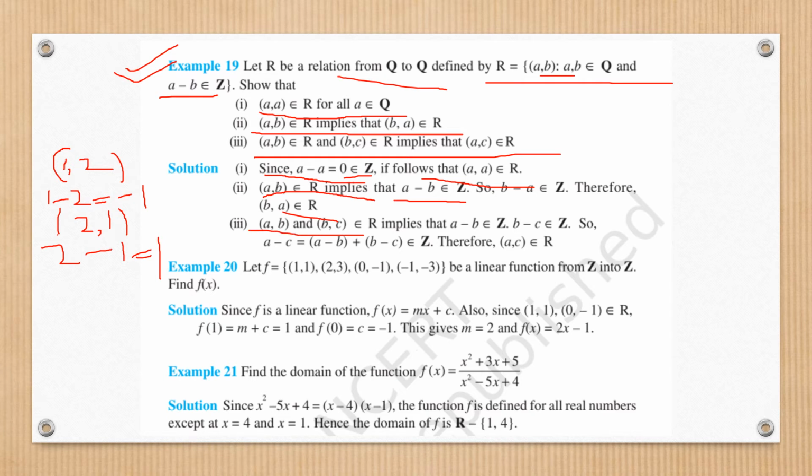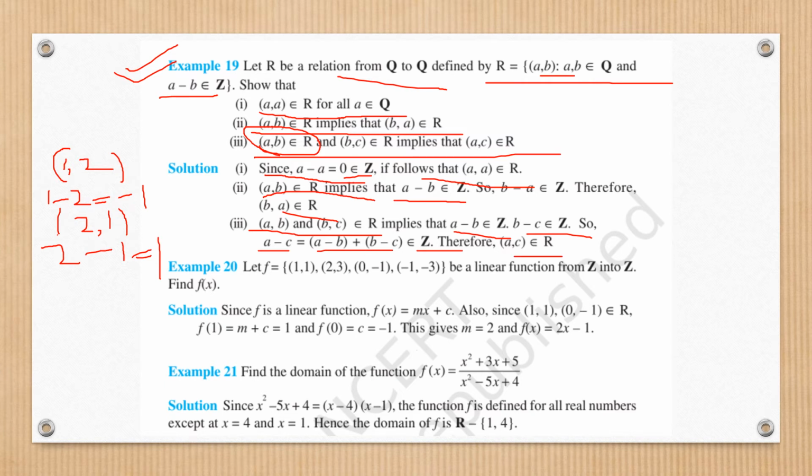Similarly, AB and BC belong to R. AB belongs to R means A minus B is an integer, B minus C is an integer, right? So add up both of them, A minus C and B minus C. What does it give? It gives you A minus C, which is also an integer. So that means A minus C is also an integer. In the same rule, as AB belonging to R means A minus B is an integer, BC belongs to R means B minus C is an integer. So A minus C belongs to Z means AC belongs to R, right?